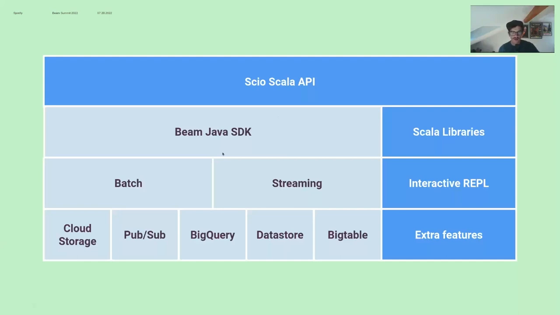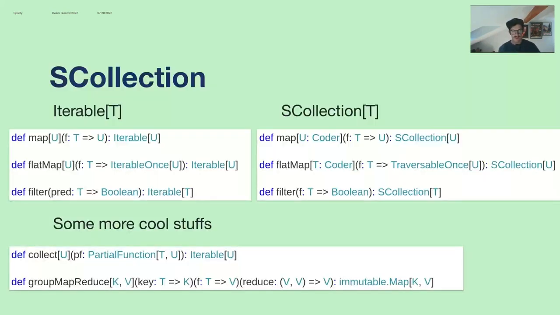On the execution side, Beam can work in batch and streaming mode. And with Scio, we bring another mode, which is the REPL. So you can play and test things directly in a console. And Beam comes with a lot of connectors, so cloud storage, PubSub, and so on. And with Scio, we also bring a bit of extra features, the same way Beam does.